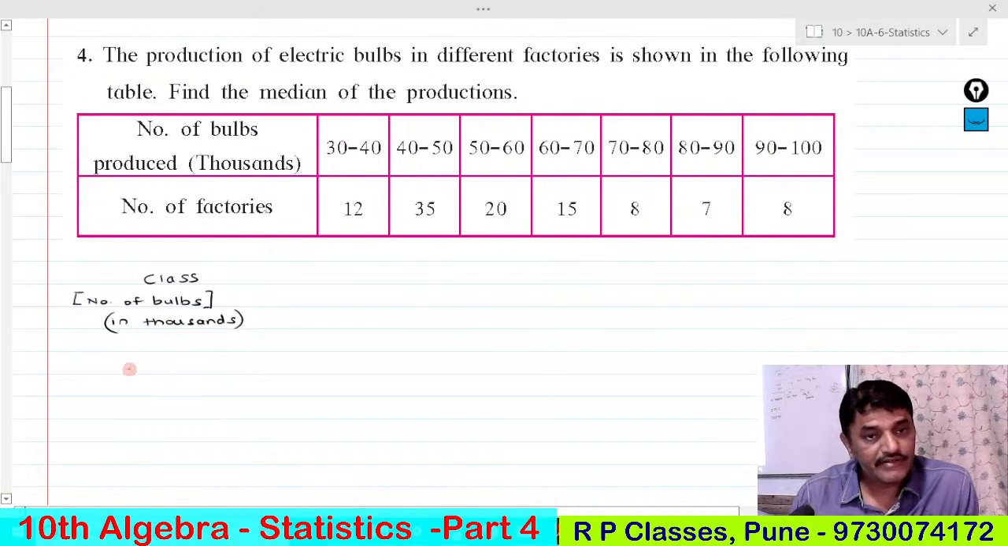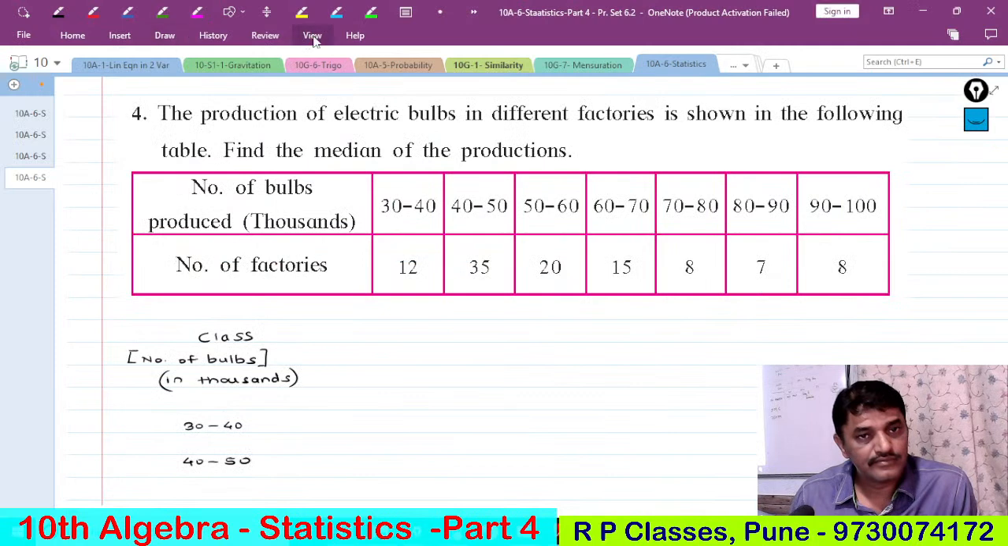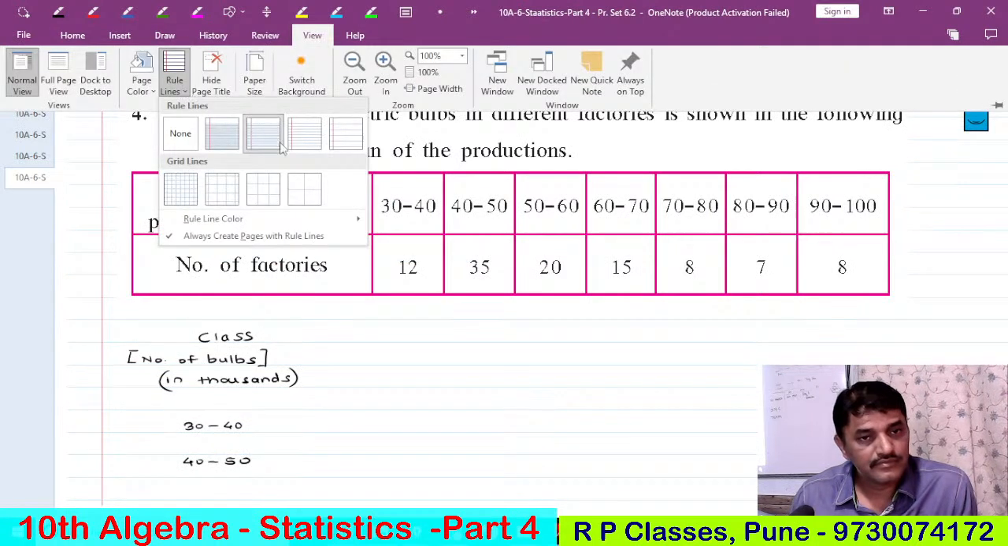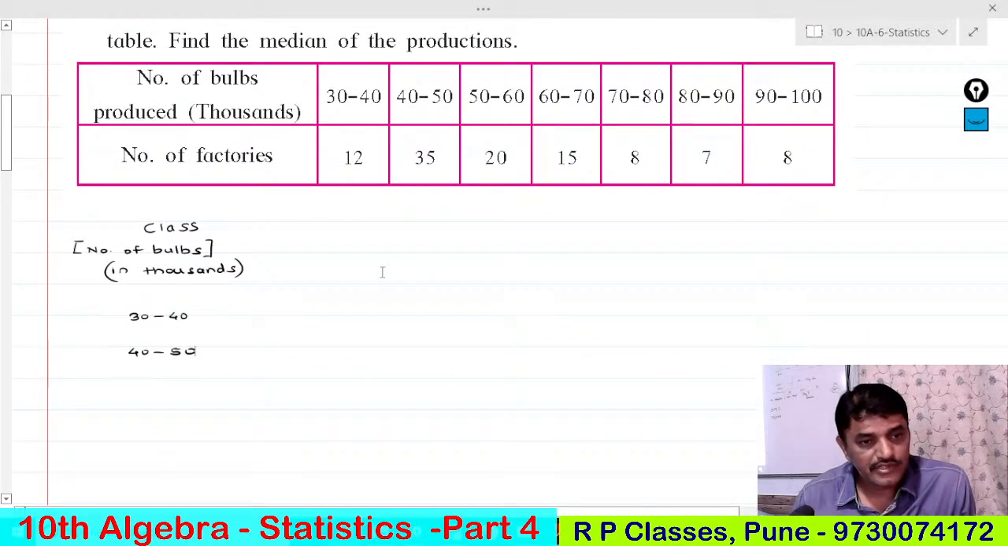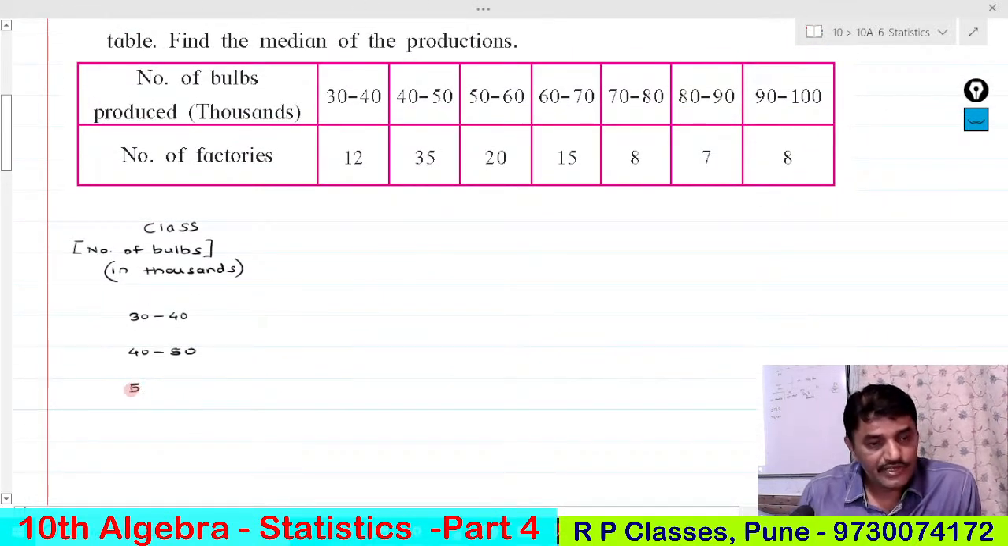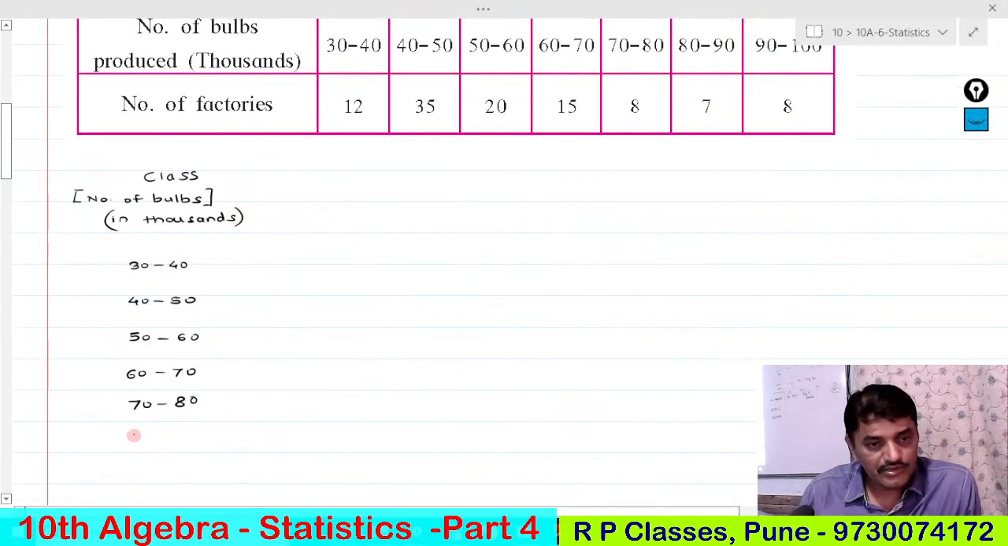Okay, so here it is given as 30 to 40,000. Then 40,000 to 50,000, isn't it? After that 50,000 to 60,000, 60,000 to 70,000, 70,000 to 80,000, and then 80,000 to 90,000, and 90,000 to 1 lakh.